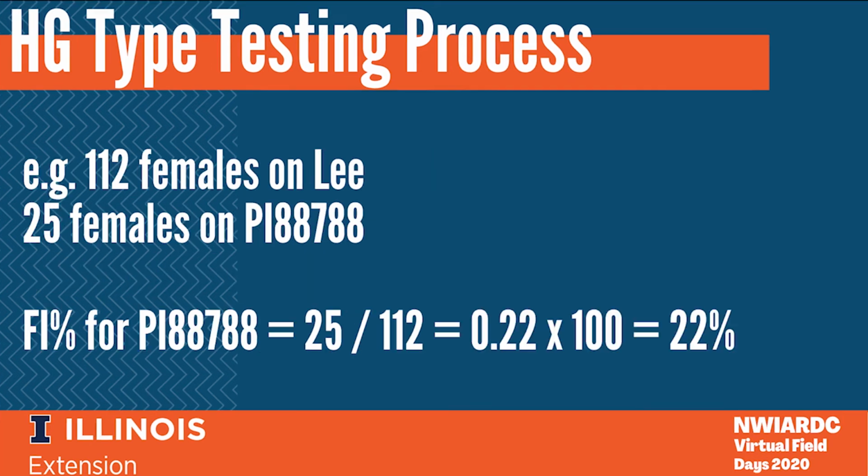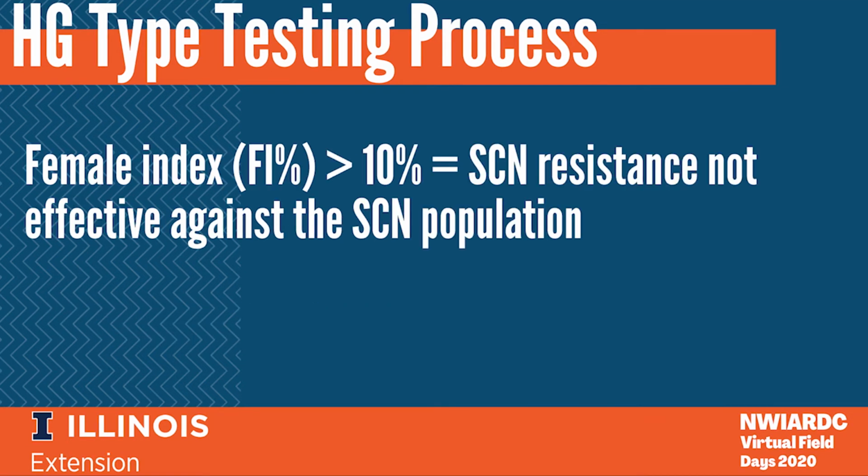So for example here, if we had 112 females develop on Lee and 25 females develop on PI 88788, for our female index for PI 88788, we would do 25 divided by 112, which gives us 0.22. Multiply that times 100, and we get 22%.